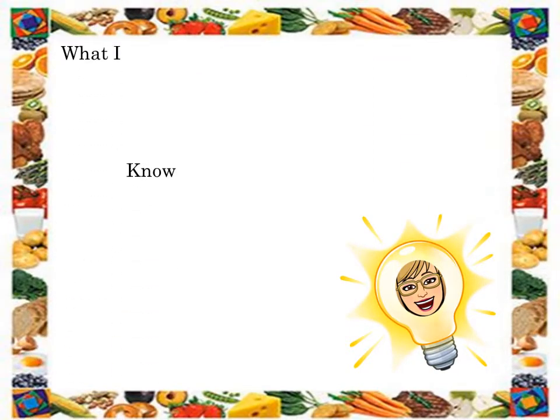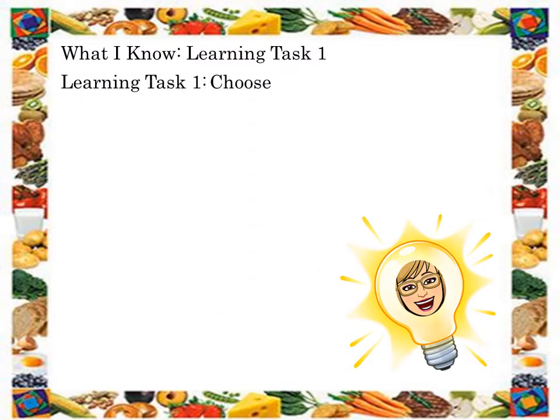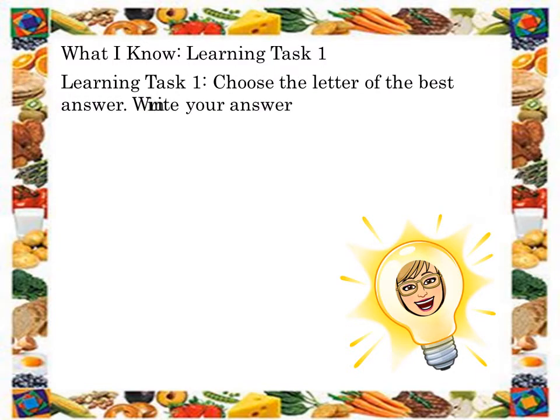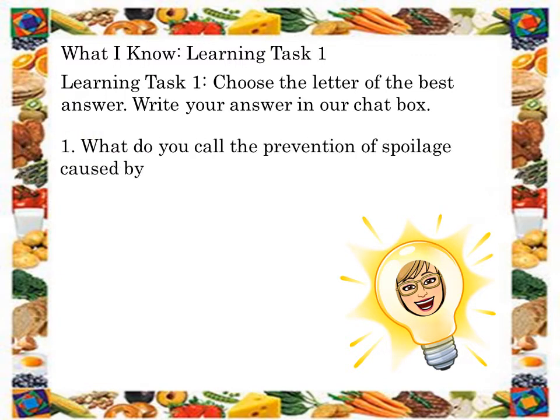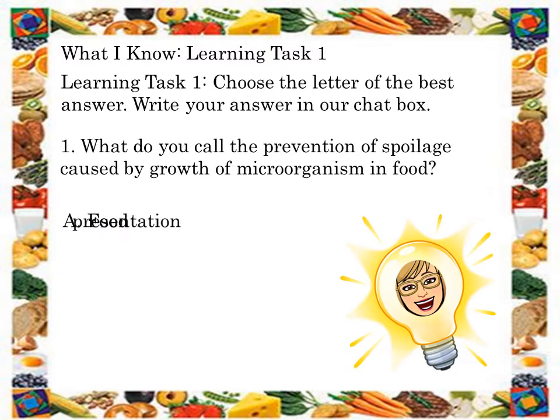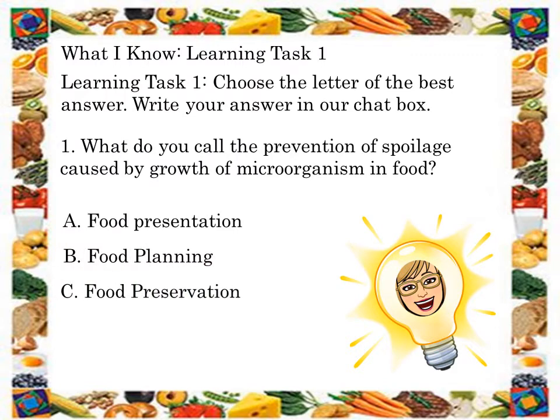After singing the song, let me check first your prior knowledge about our lesson. All you have to do is choose the letter of the best answer. Write your answer in our chat box. For number one, what do you call the prevention of spoilage caused by growth of microorganisms in food? The choices are A. Food presentation, B. Food planning, letter C. Food preservation, D. Food preparation.